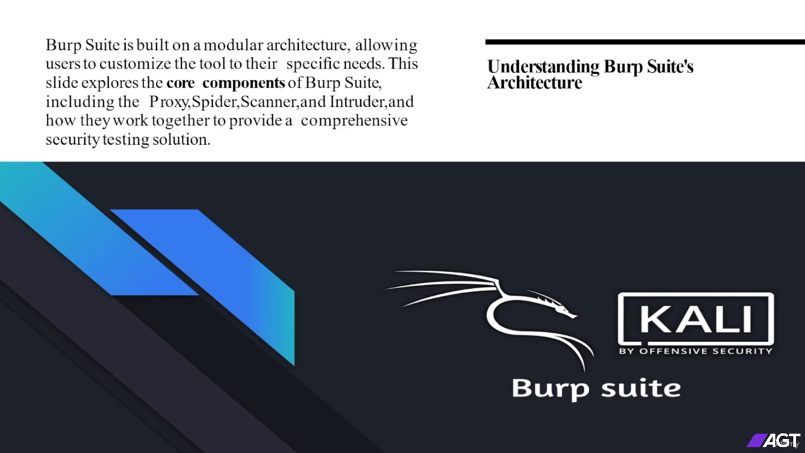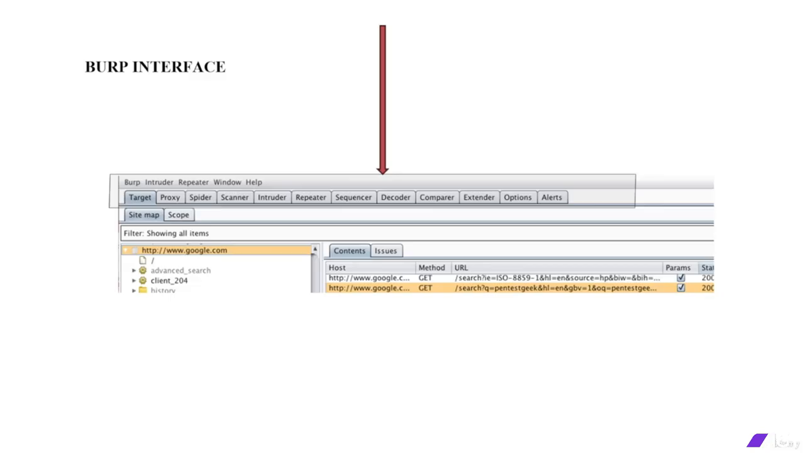In this lecture, we will explore the core components of Burp Suite, including Proxy. This component intercepts and modifies web traffic. It allows us to see and change the data being sent between your browser and the web application. Spider. The Spider automatically crawls the web application. It finds all the pages and forms, helping us to understand the entire scope of the application.